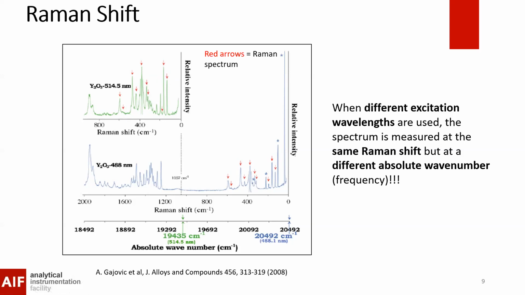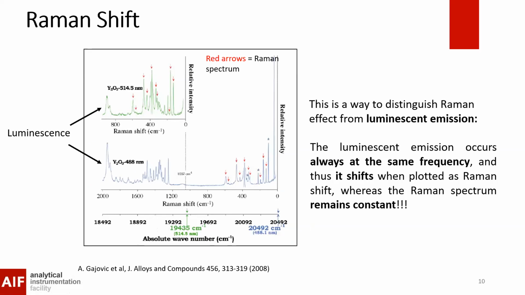incident laser energy you are using, the Raman shift will not change. And this is also a way to distinguish Raman scattering from luminescence emission, because the luminescence emission always occurs at the same frequency, but shifts when plotted as a Raman shift. As you can see over here, the absolute wave number is the same, around 18,000. But the Raman shift is totally different. One is around 800, the other is around 2,000 Raman shift.